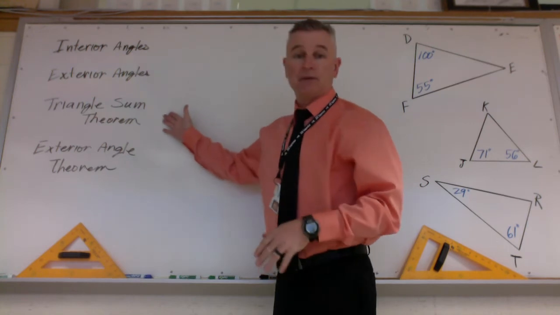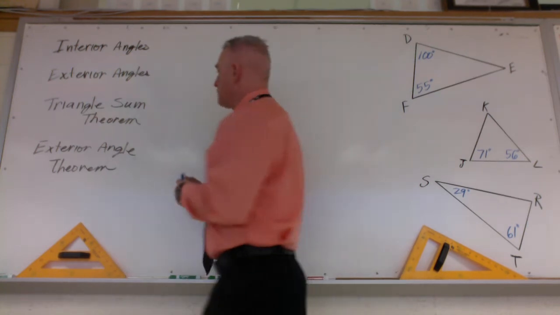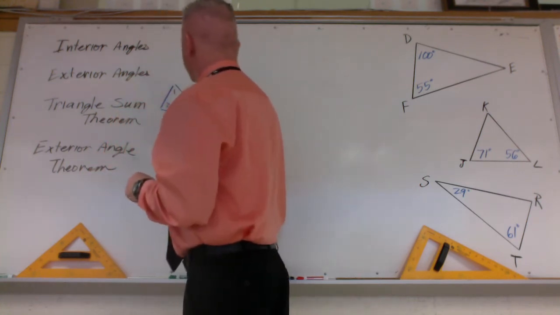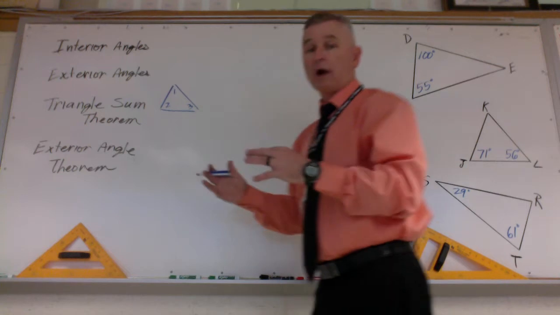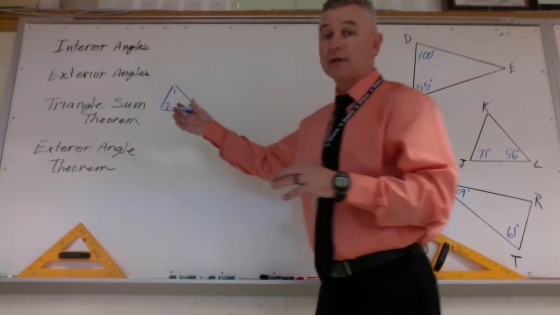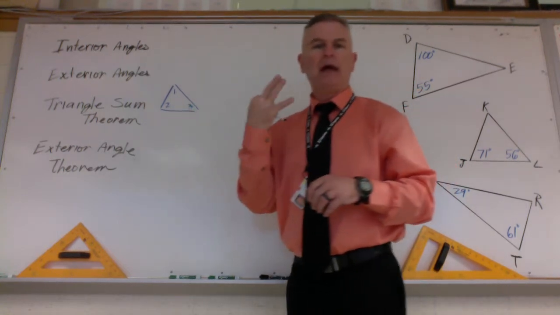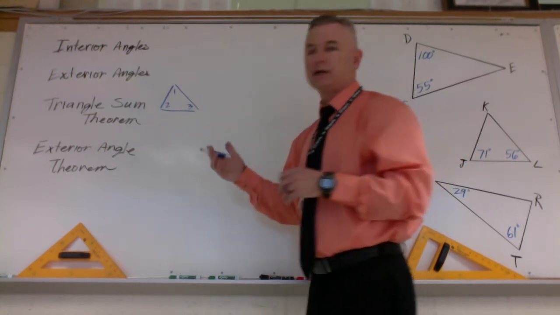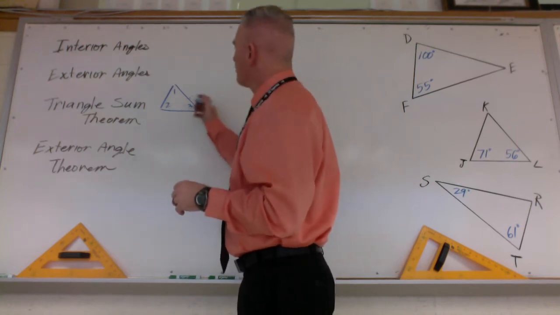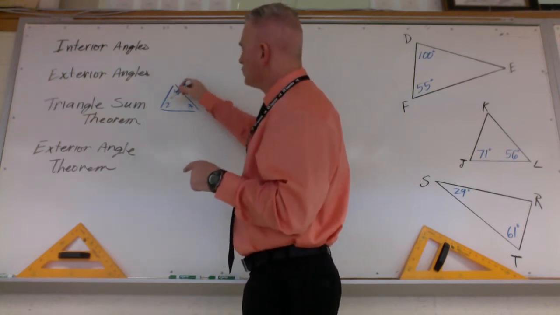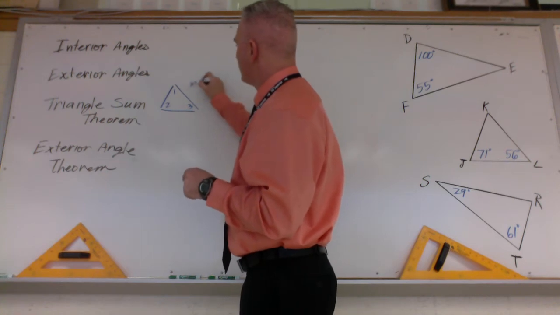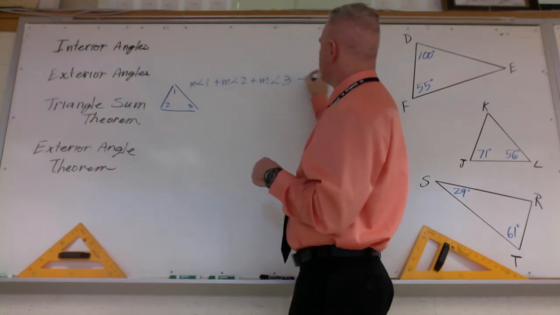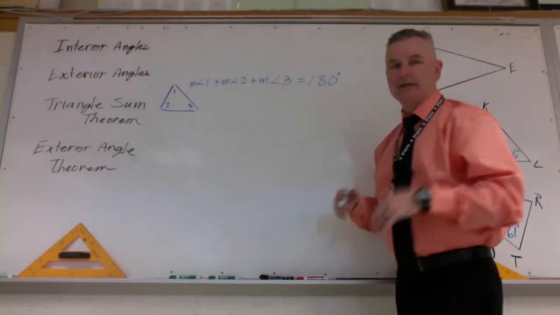One of them is the triangle sum theorem, which states that if you have a triangle, it has three angles inside. All triangles are named not because they have three sides, but because they have three angles. And angle is just another word for corner, or it's ancient Greek, I think, for corner. And then 1, 2, 3, the measure of angle 1 plus the measure of angle 2 plus the measure of angle 3 equals 180 degrees.